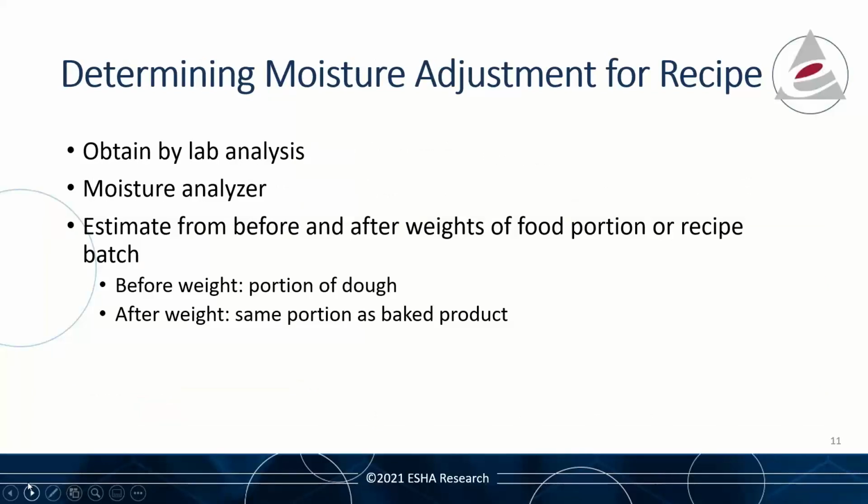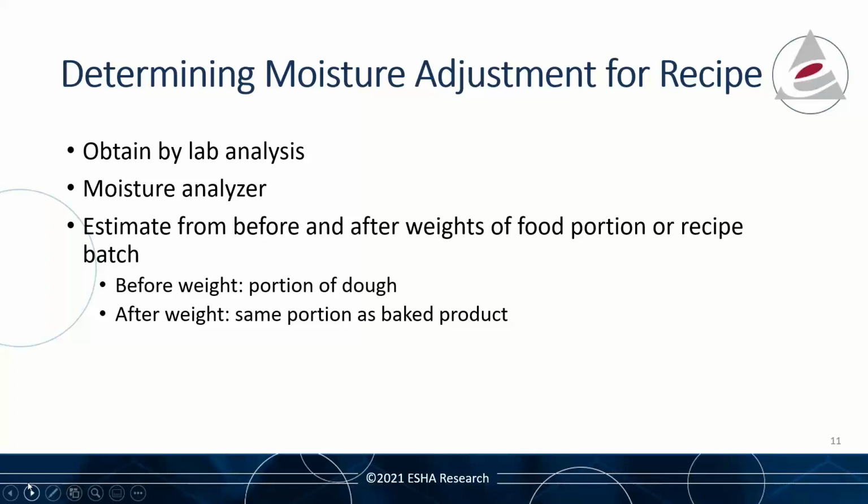Once you have the moisture information for your ingredients and you've entered all that information and updated records as needed, you'll want to apply a moisture adjustment to the recipes where it makes sense. So if it's appropriate due to the processing and cooking methods that the food undergoes, you want to apply the appropriate moisture adjustment. And there are a few ways you can determine the moisture adjustment to be applied to your recipes. One is to obtain lab analysis of the moisture content of your finished product, and that will give you a target moisture amount.